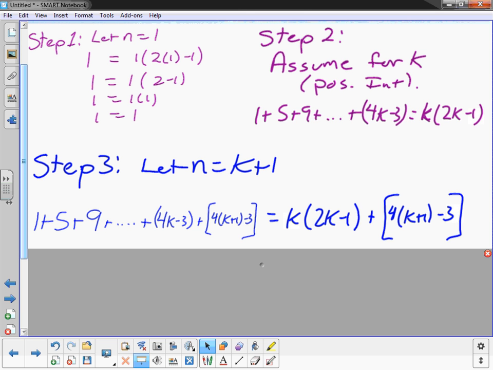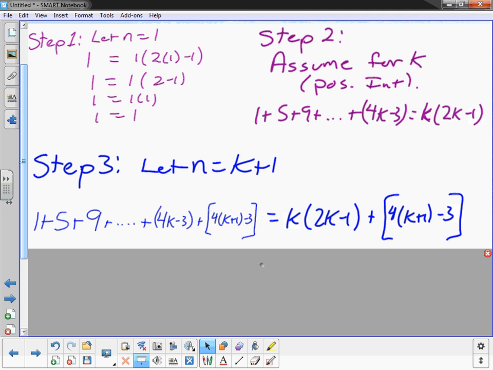So now I have 1 plus 5 plus 9 plus ... plus (4k minus 3) plus [4(k plus 1) minus 3] equals k times (2k minus 1) plus [4(k plus 1) minus 3]. So all I've done is add the next term to both sides of this equation.